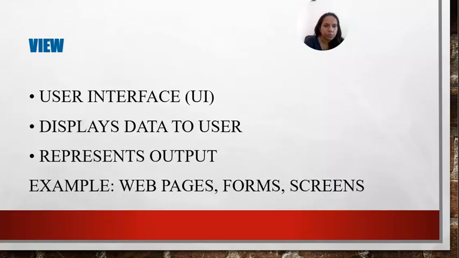The next one is the view. The view is the user interface, and it displays the data to the user. UI is the user interface, what the users see. It displays the data to the user and represents the output. Web pages, forms, and screens are all viewed by the user, so that part of the application comes under the view. Whenever the user sees something on the screen, that's the view. So view is equal to what the user sees.